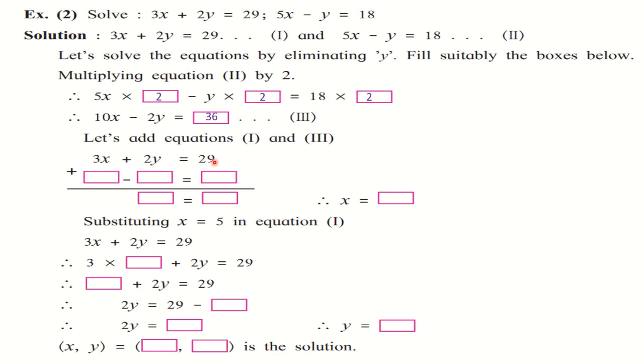Equation 1 is already given. Below that you need to write down your second equation: 10x, minus sign is already provided, 2y, and here 36. Write down the correct numbers from the top only. Then, plus 2y and minus 2y will get cancelled. So 3x plus 10x, what we are going to get on LHS is 13x.